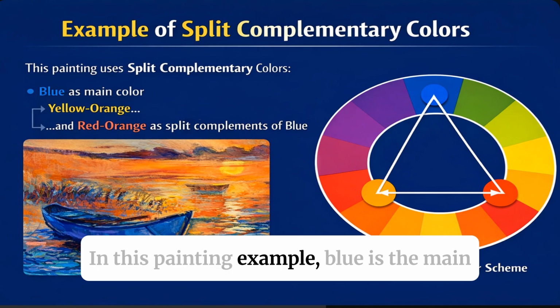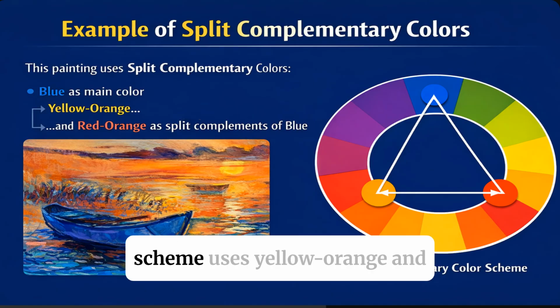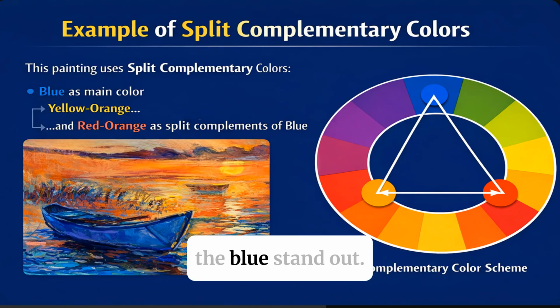In this painting example, blue is the main color. Instead of its complement orange, the scheme uses yellow orange and red orange as split complements, making the blue stand out.